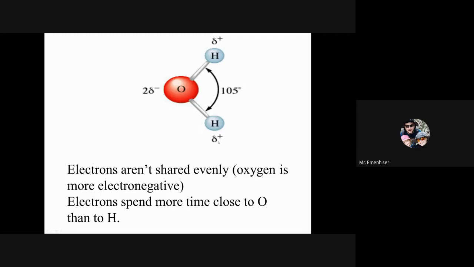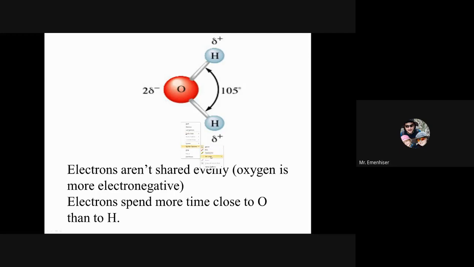These are partial charges. So there's a partial positive charge. This is the symbol delta. It's a Greek letter, so that's the symbol for partial charge. So there's a partial positive charge on hydrogen and a partial negative charge on oxygen. The reason for that is because oxygen is electronegative. Oxygen is in group 6, and so he is extremely electronegative, right?